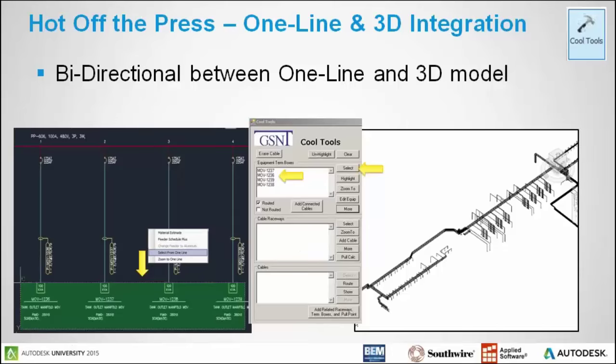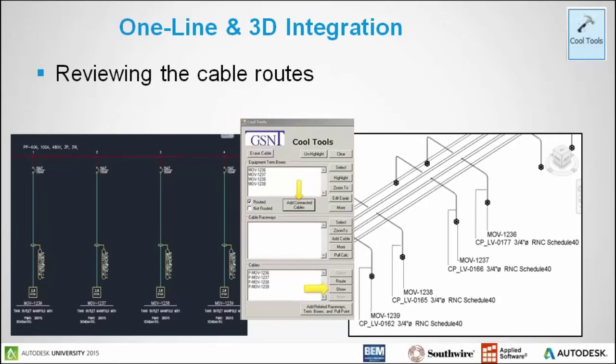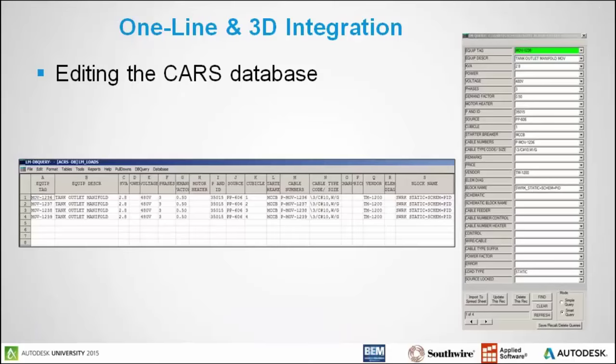We've now been able to select, using this cool tool interface, items on our one-line diagram and then zoom to those items in the 3D model. We can do this in reverse too, by the way. We could select it in the model and zoom to it on the one line. We can review the cable routes. We can display the path that those cables are taking through the raceway system. We can edit data directly from this interface in the CAR's database.